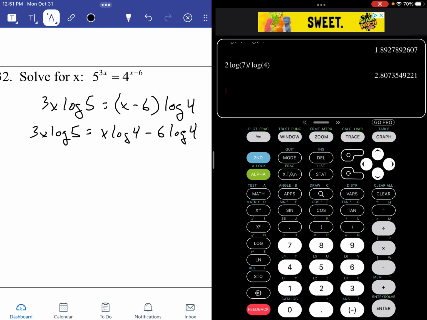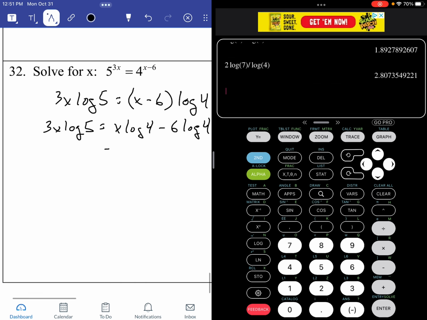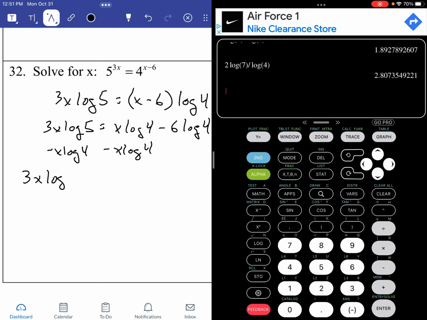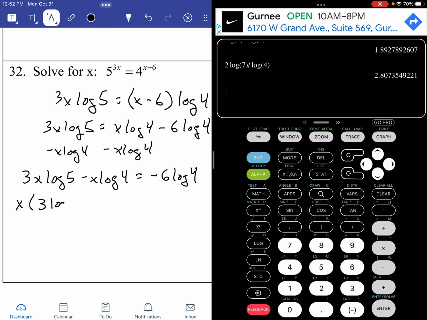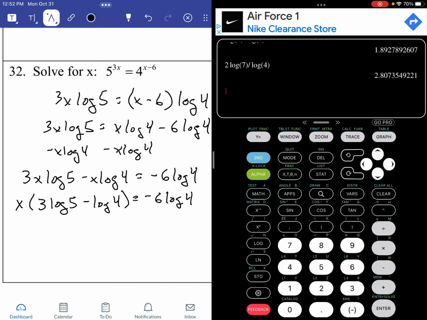Okay. Now to get the x's on the same side, I'm going to subtract x log of 4 to the left to give myself 3x log of 5 minus x log of 4 equals -6 log of 4. Now that all my x's are on the left, I can take one out. I can take a greatest common factor of x out, and I'll be left with 3 log of 5 minus log of 4 in parentheses equals -6 log of 4. And now I can divide both sides by what's in the parentheses.